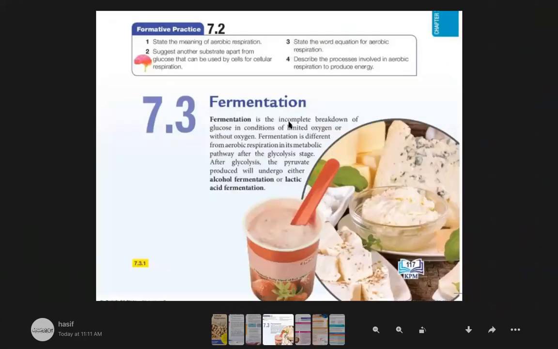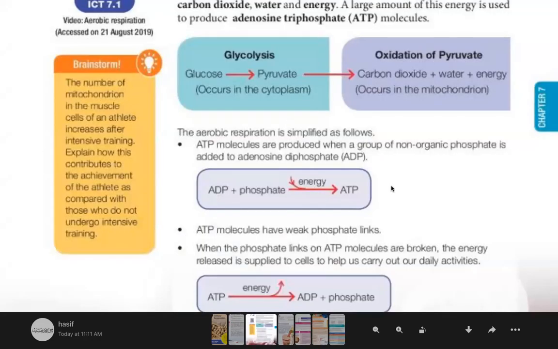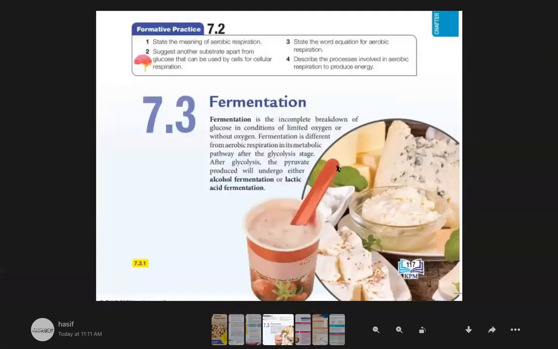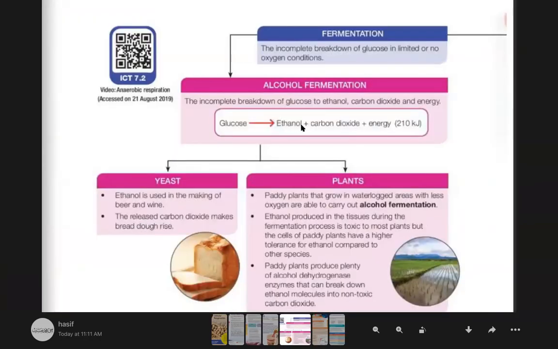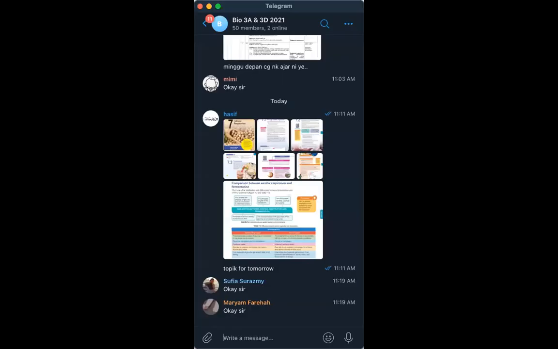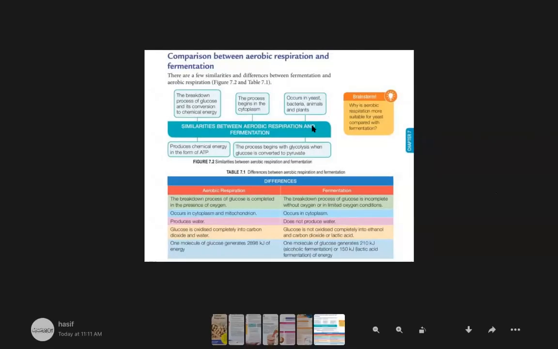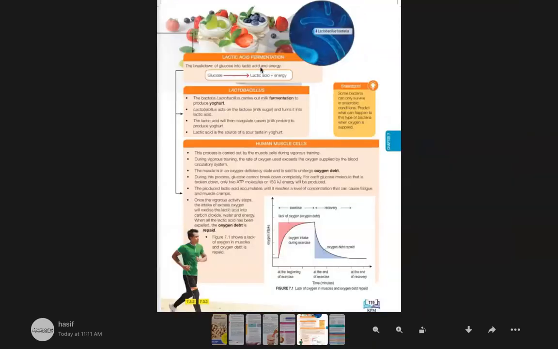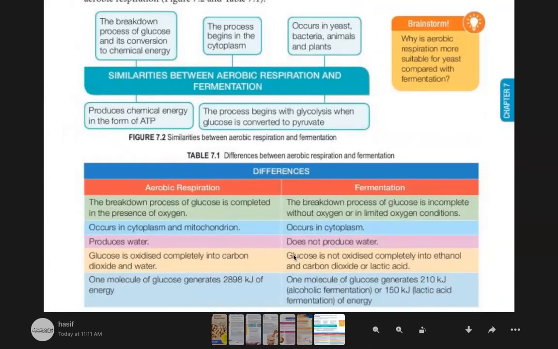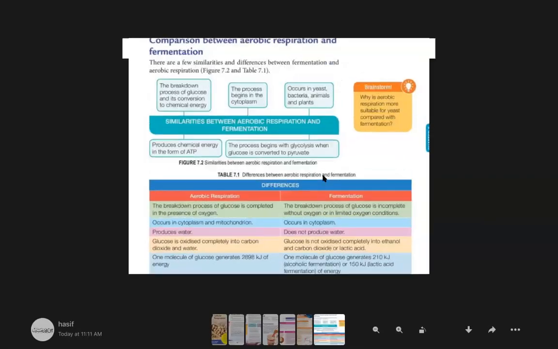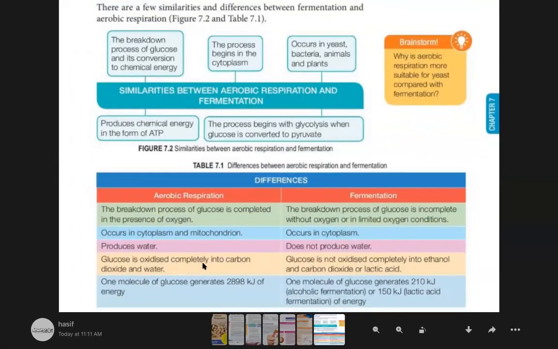Ni awak tengok ni. Mana? Ni it produce water. Ni it produce water. But fermentation, awak tengok ada water tak? Ni tak ada kan? Kalau yang ni tak ada juga water kan? So it does not produce water. Lepas tu glucose, apa ni? Glucose is oxidized completely into carbon dioxide and water. Tapi kalau fermentation, glucose is not oxidized completely into ethanol, carbon dioxide or lactic acid.